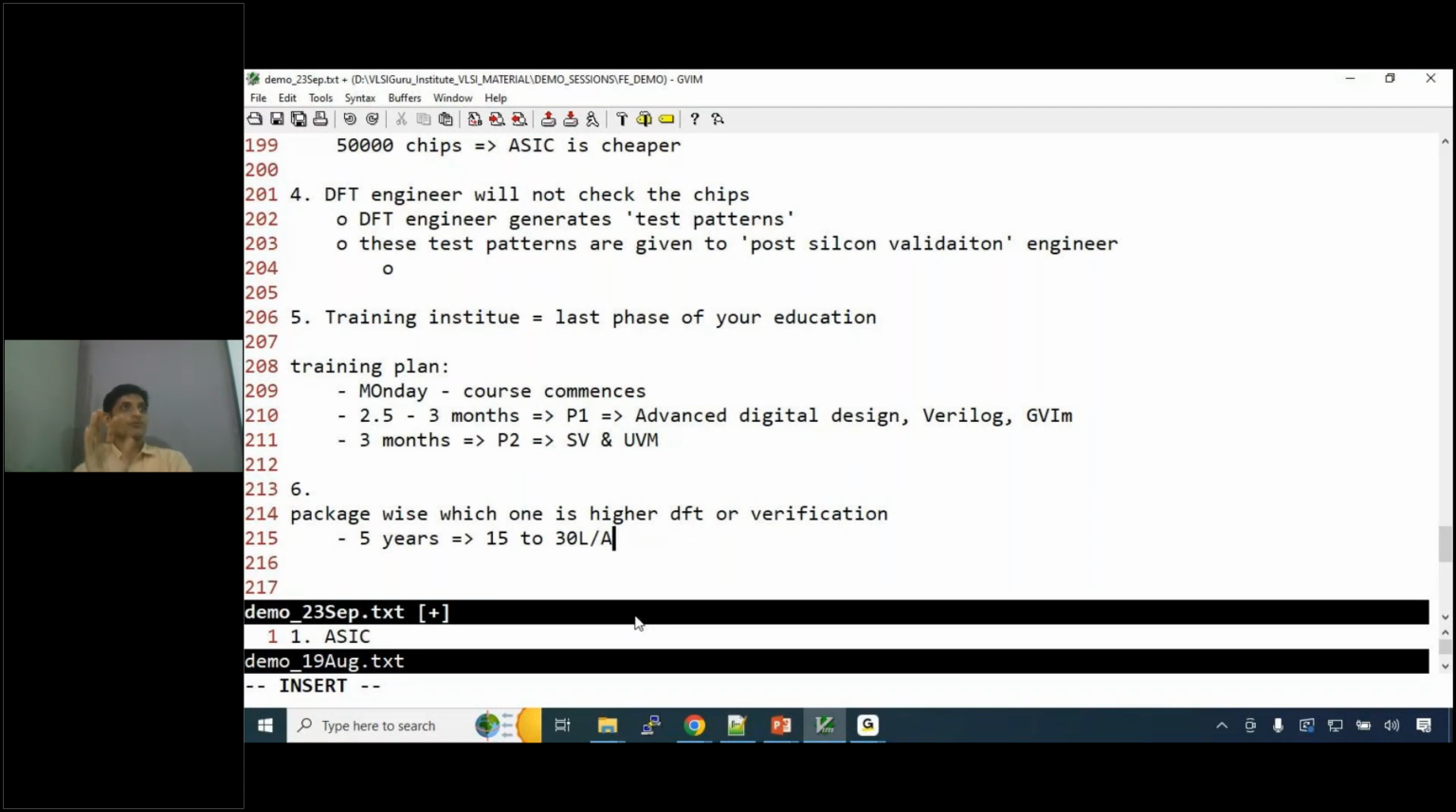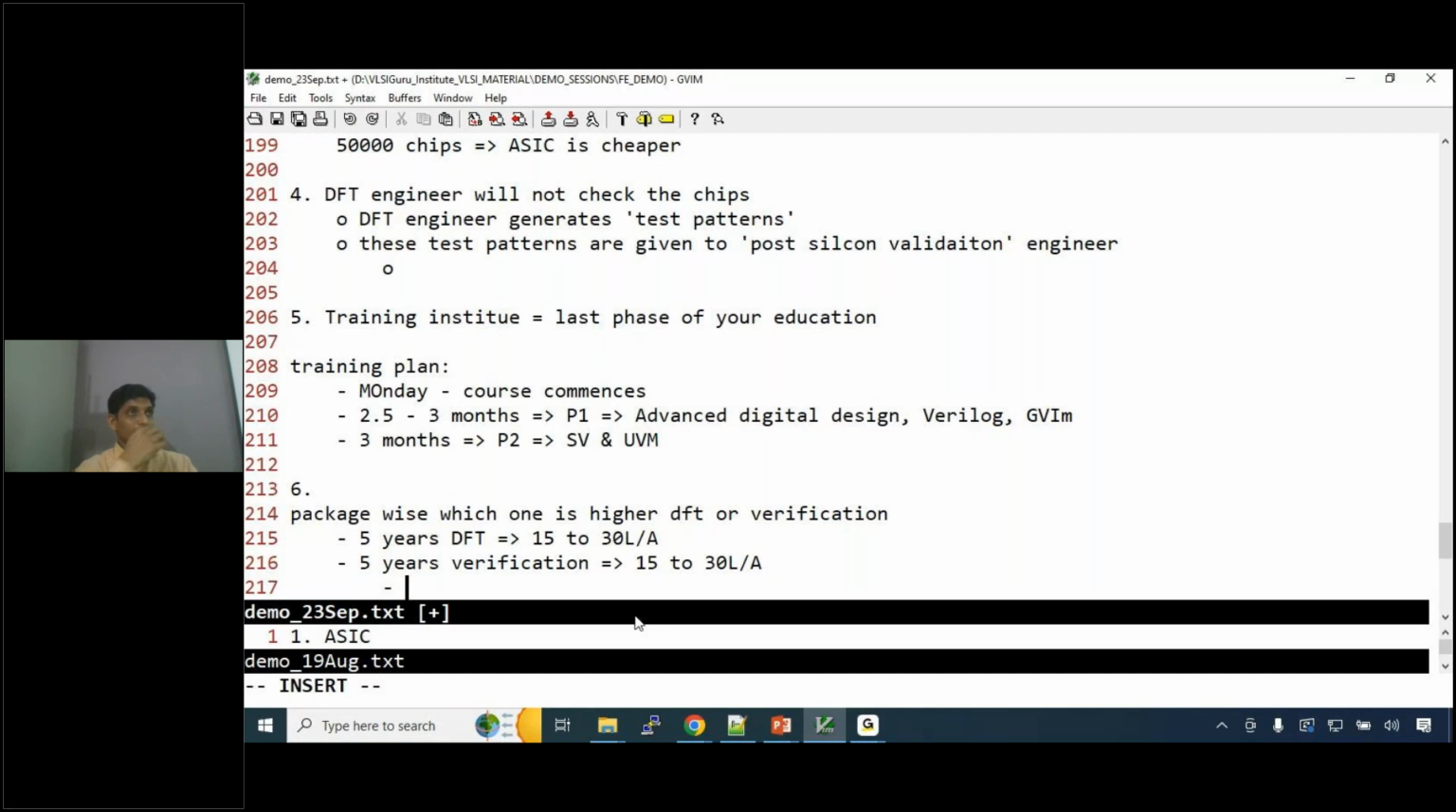It's a performance. It's not the college. There are many hundreds of people who perform better than IIT people also. Anyway, let's not get into the college part. This is a 5 years DFT person. Even a 5 years verification engineer gets in the same range. Who gets a better salary? Both get similar salaries. The only thing is your expertise decides your salary.